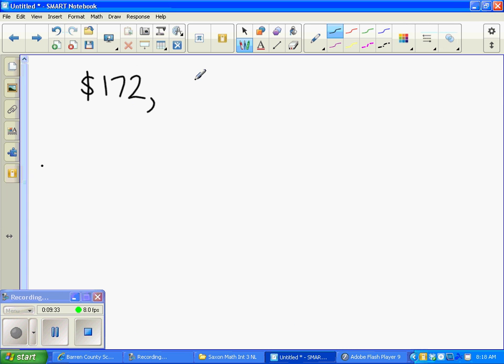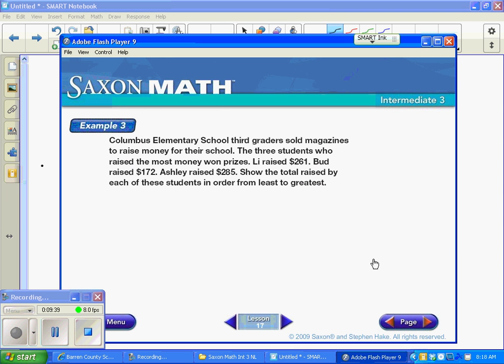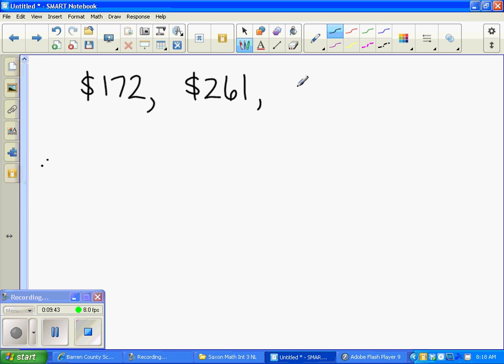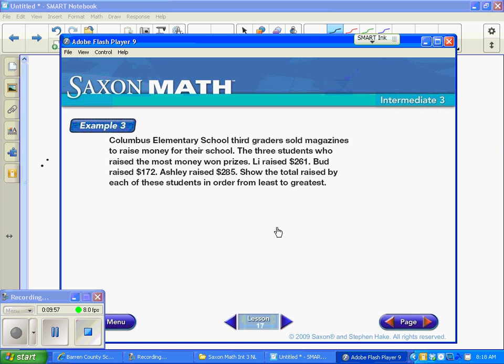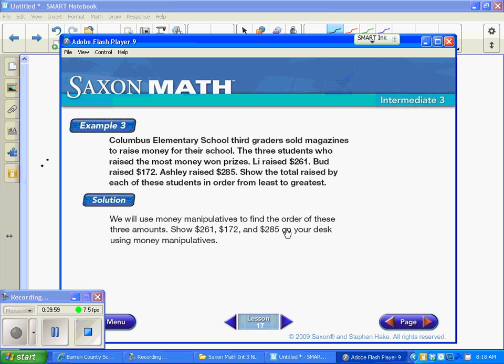Good, and be careful, don't say and. $261. And the greatest, the biggest was what? $285. And let's see if that's all they ask us to do, write it in order from least to greatest. That's it. And that's how they did it too. They separated their values and listed them.